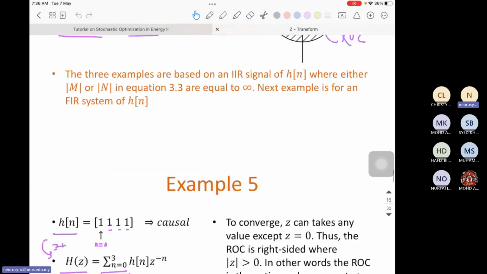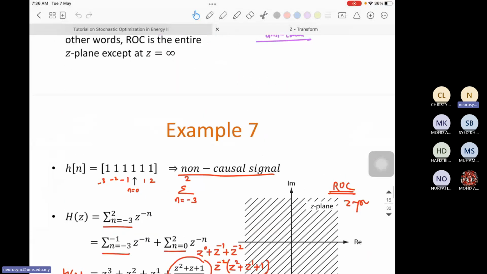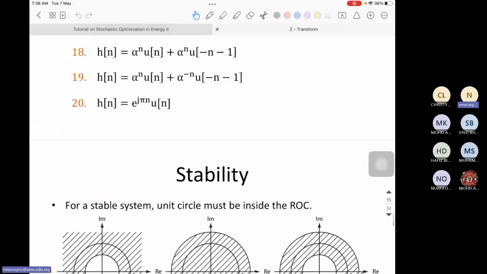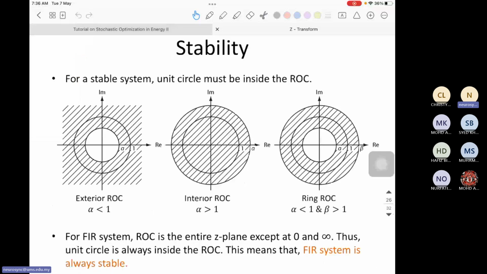Now today, basically, we will focus on stability, how to find the stability of the system. Now, for a stable system, this is the definition: for a stable system, the unit circle must be inside the ROC.